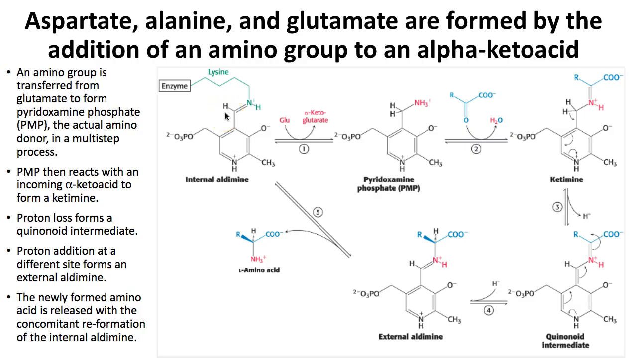And that is ultimately released to give your amino acid, and then the aldimine is back to being bound to an internal enzyme. So just try to be familiar with some of these steps: the internal aldimine to PMP to ketimine to quinonoid intermediate, and then external aldimine, and then back to the internal aldimine.